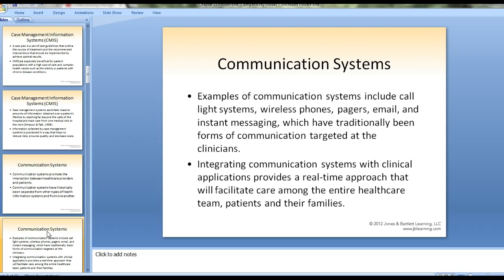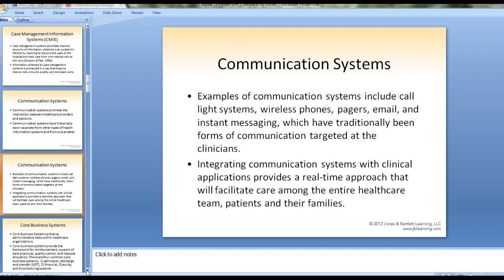And think about us. So, communication system, you're in an online class, and so, email, obviously, but texting, how great is that? You can text me and it's real-time support.